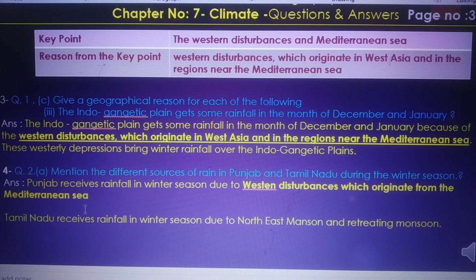The same answer for question number 4. You mention the different sources of rain in Punjab and Tamil Nadu during the winter season. For Punjab, with the same key points we make a sentence. Punjab receives rainfall in the winter season due to western disturbance which originates from the Mediterranean Sea. And finally, Tamil Nadu receives rainfall in the winter season due to the northeast monsoon and retreating monsoon.